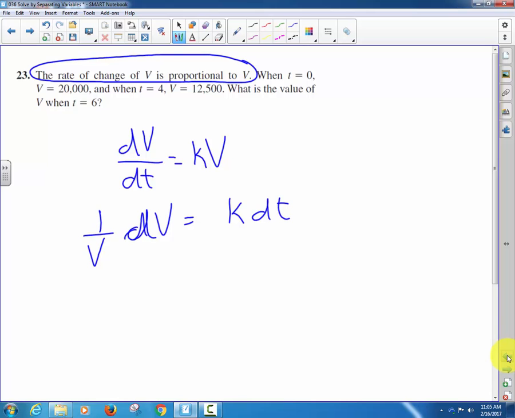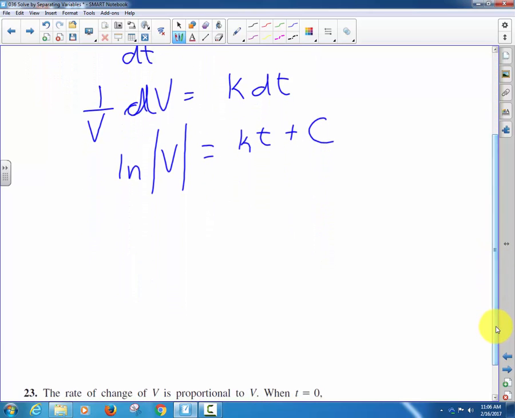1 over V dV equals k dt. So what are we going to get on the left side when we integrate? ln of absolute value of V equals, what do we get over here? kt plus a constant, right? Well, I don't like the ln's, so we're going to e both sides and make V equals e to the kt plus c.